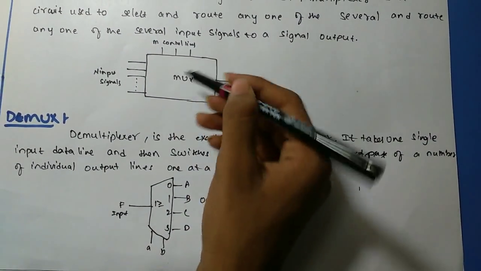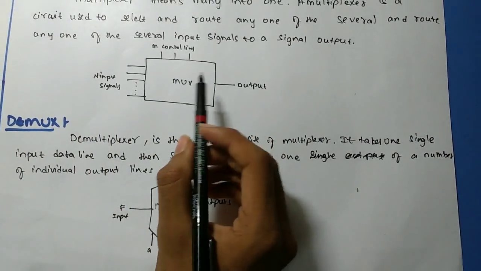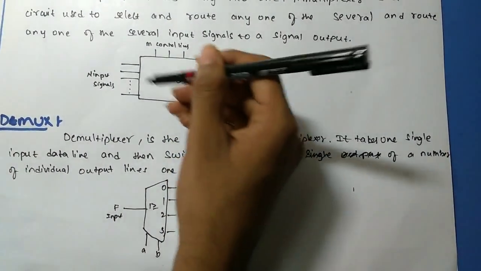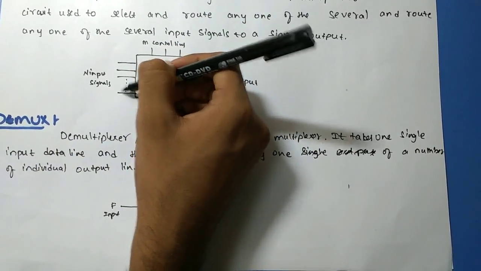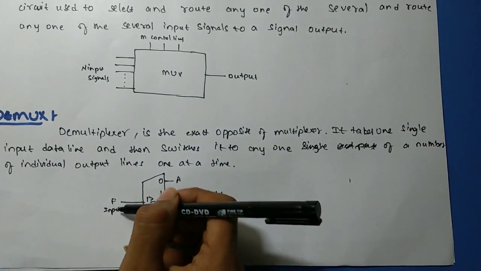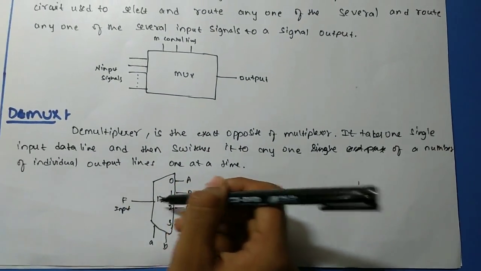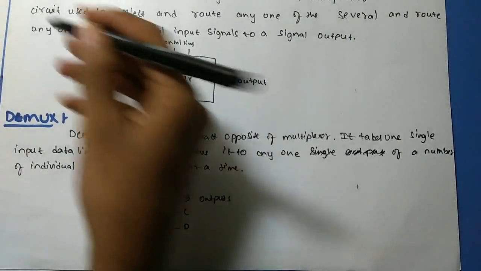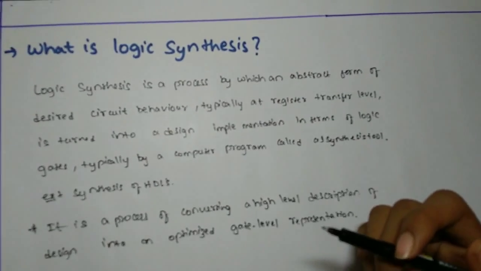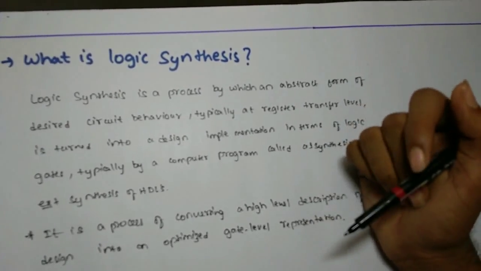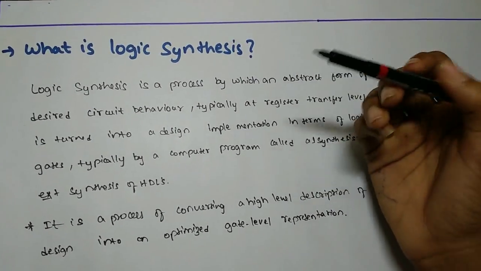So here we can see this is the diagram for the multiplexer, and this is for the demultiplexer. See, here you can see the number of input lines are more, and we get only one output. And when we come to the demultiplexer, the input line is 1, and here we get 4 output lines. So this is the difference between multiplexer and demultiplexer. Previously I just told you what multiplexer and demultiplexer are. I didn't tell you in detail, I just told you in brief.